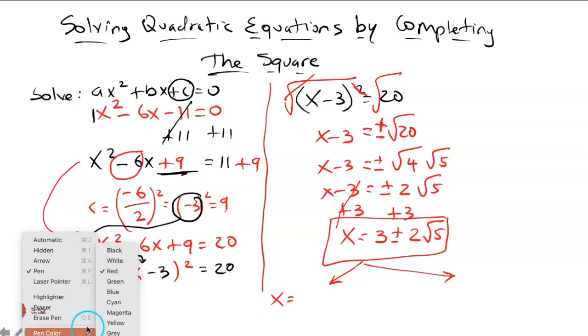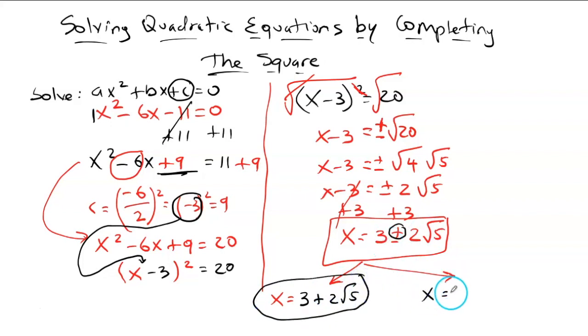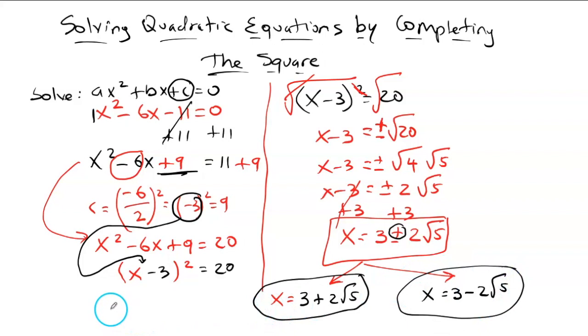So let me write the two answers. One will be using the plus, and the other will be using the minus. So I have 3 plus 2 square root of 5. That's one of the answers. The second answer is using the minus, so I have 3 minus 2 square root of 5. And I'm done. Let's go for the second problem.